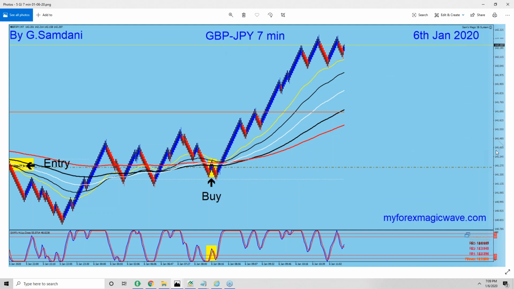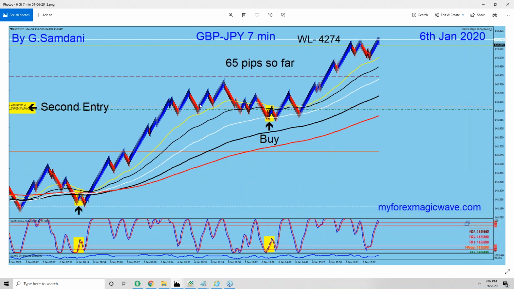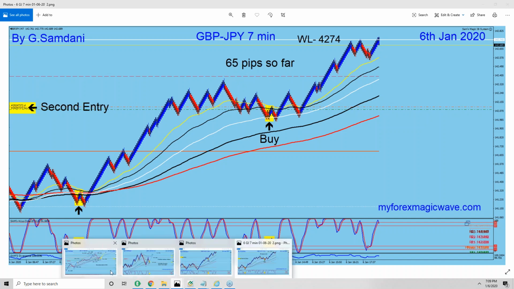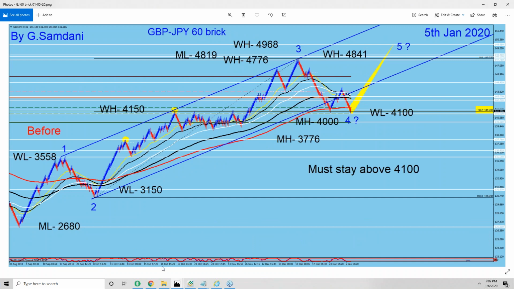And not only this one, but later on it came down here slowly, retraced a little bit, gave me another entry, and boom, went up. Look right there, that's the second buy entry, and then it went up for another 65 pip. Two trades on GJ, which I already gave you the chart for one day in advance, in the video, and explained how it is going to go up.